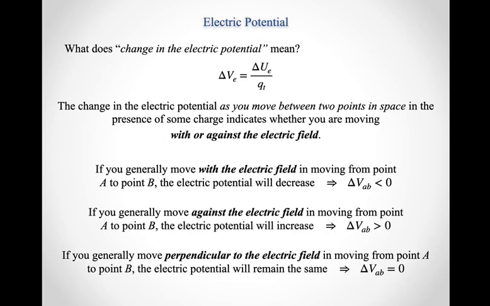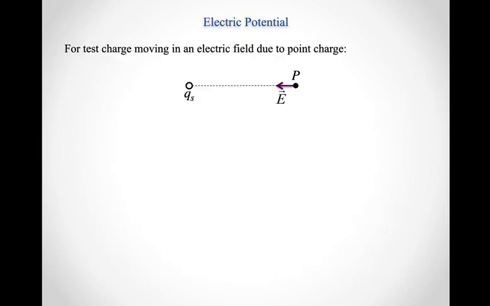So the detail that we're going to need to keep track of here is which way are we going? Are we going from A to B, or are we going from B to A? Because obviously the sign of the change in potential in going from A to B will be opposite the sign of the change in potential in going from B to A.